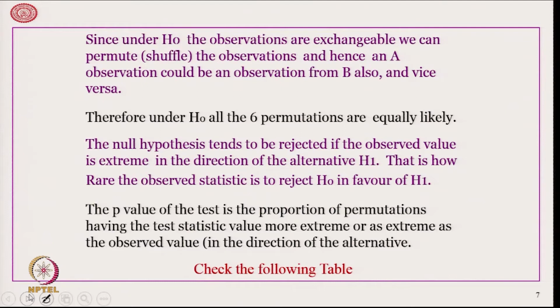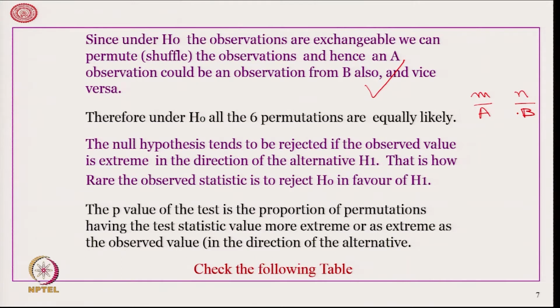Since under H naught the observations are exchangeable, we can permute or shuffle the observations, and hence an A observation could be an observation from B also and vice versa. This is what is called exchangeability. An element of A could have come from B as well as an element of B could have come from A. However, we have to remember that m and n are the numbers corresponding to population A and population B respectively. Only that has to be maintained.